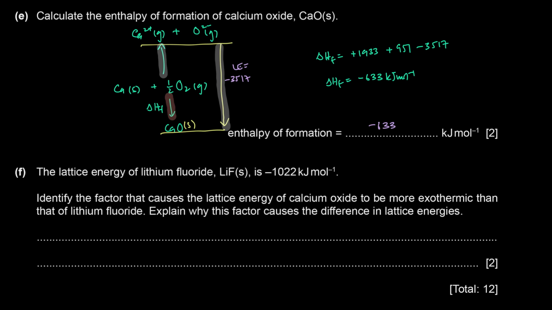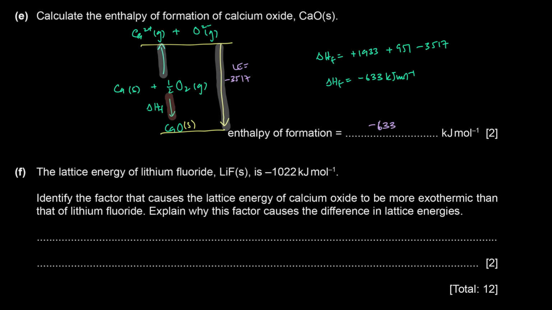Now, the lattice energy of lithium fluoride is negative 1022 kilojoules per mole. Identify the factor that causes the lattice energy of calcium oxide to be more exothermic than that of lithium fluoride. Explain why this factor causes the difference in lattice energies.